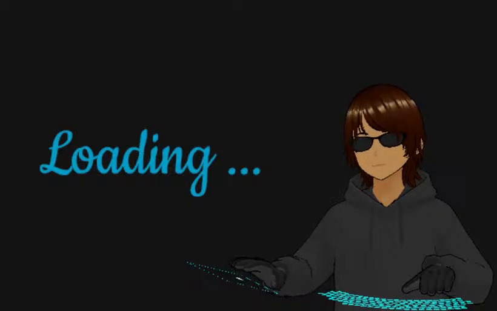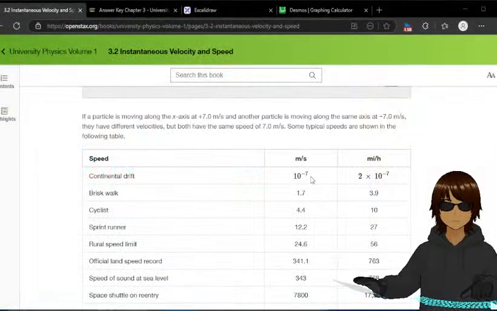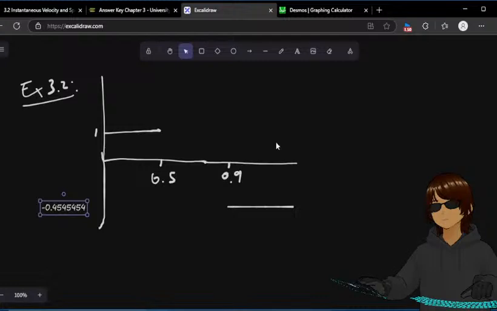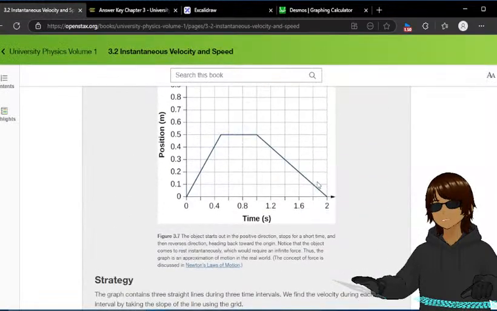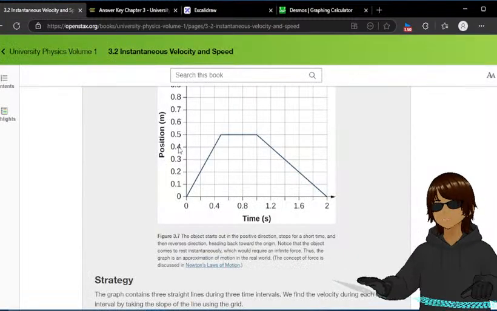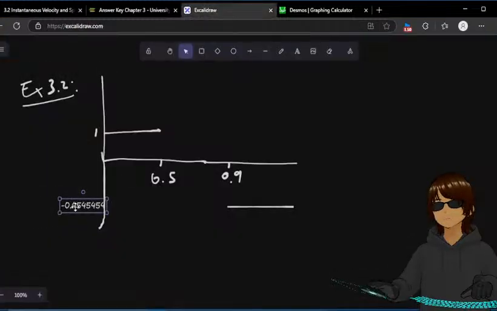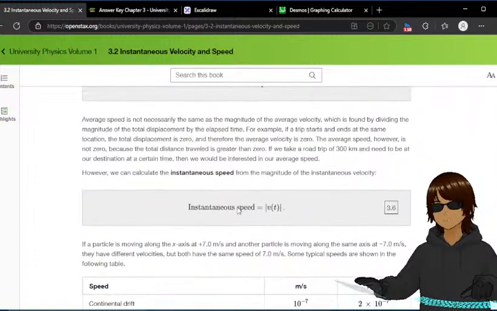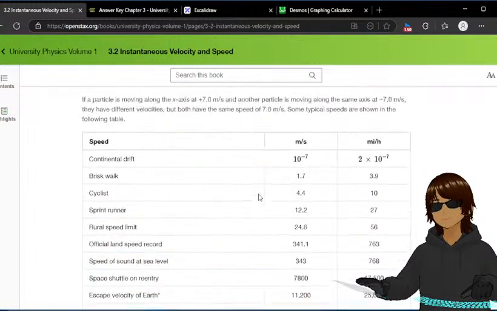All right. I forgot to change it to full screen. So, anyways, with this exercise, I was finding the velocity versus time. So the velocity is 1 here because it's like 0.4 meters in 0.4 seconds. And then the velocity is 0. And then the velocity is negative 0.454545, because it's like minus 0.5 meters in 1.1 seconds. So instantaneous speed is from the magnitude of velocity.